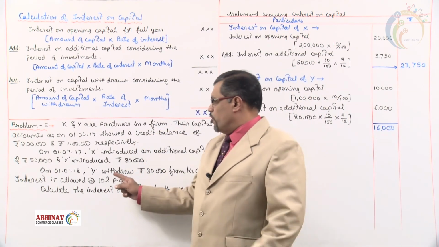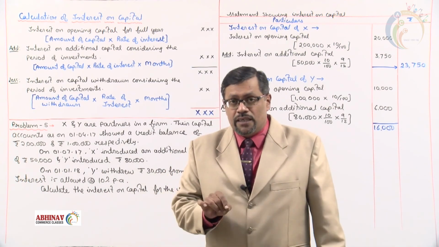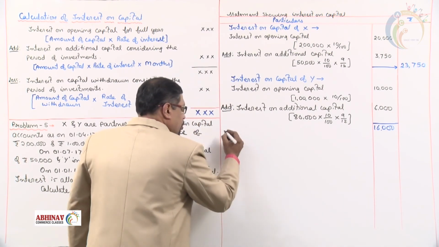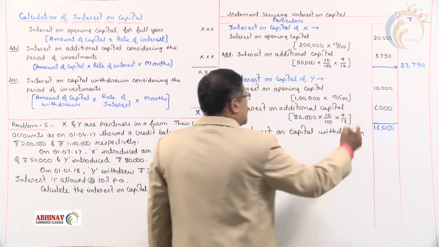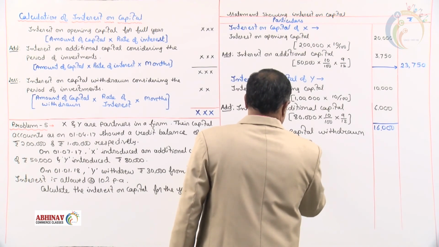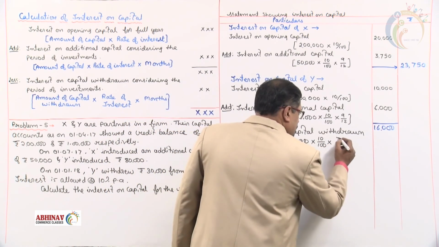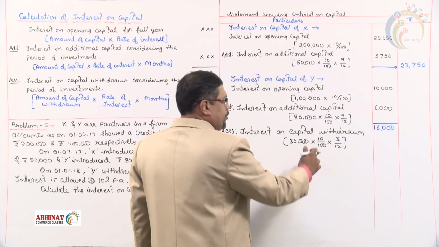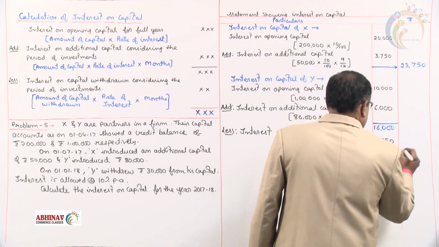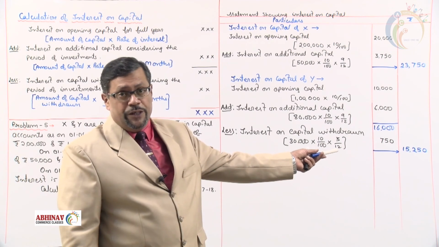But how much has Y withdrawn? 30,000. On what date has he withdrawn? 1/1/18. That means on that 30,000 we will calculate interest for January, February and March, 3 months. It is interest on withdrawn capital, which we minus. Less interest on capital withdrawn. The amount of capital that he has withdrawn is rupees 30,000, into 10%, withdrawn on 1st January. So January, February and March, 3 months interest. When you calculate 10% of 30,000 into 3 by 12, what we get is 750 rupees. From that 16,000 we will minus 750. What you get is 15,250.